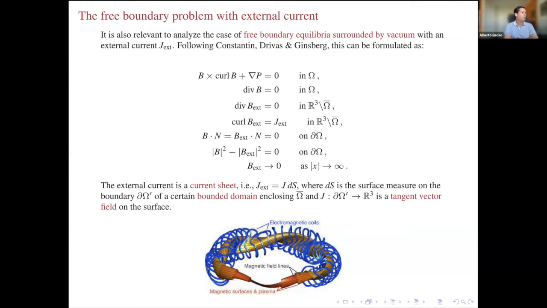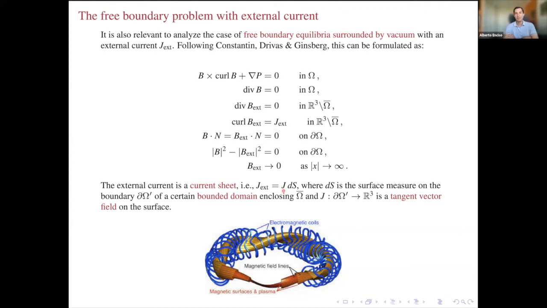Okay, and it is quite similar to the one I mentioned before, but instead of looking for MHD equilibrium on a certain bounded domain, you look for solutions in the whole space. Okay, this is different. So you take the same system of equations inside the domain, and then outside the domain, you say that there's a sort of external magnetic field, which is generated by an external current that is a current sheet, meaning that it is of this form.